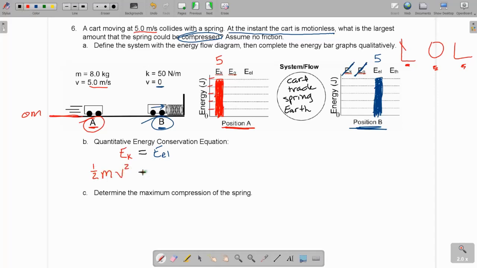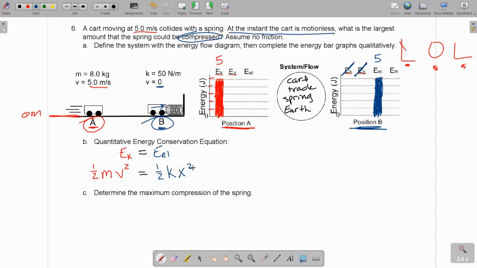And then we're going to set that equal to 1/2 times spring constant times stretch squared. So this right here would be your energy conservation equation. It's showing you that the kinetic energy that was initially in play is equal to, or transferred into, the elastic energy. Okay, and we can actually now calculate, if you remember, it asked us what is the largest amount that the spring could be compressed.